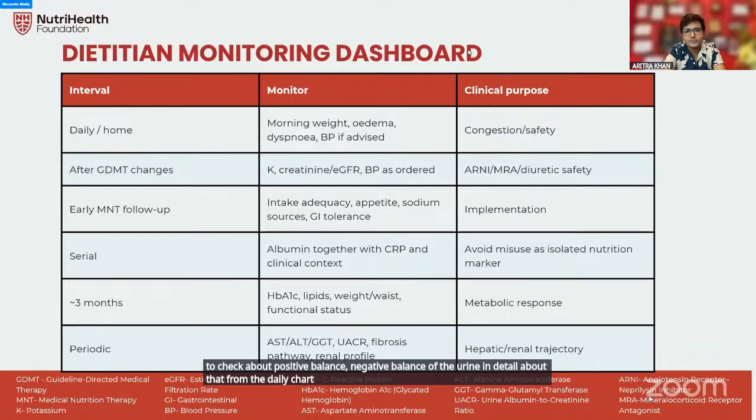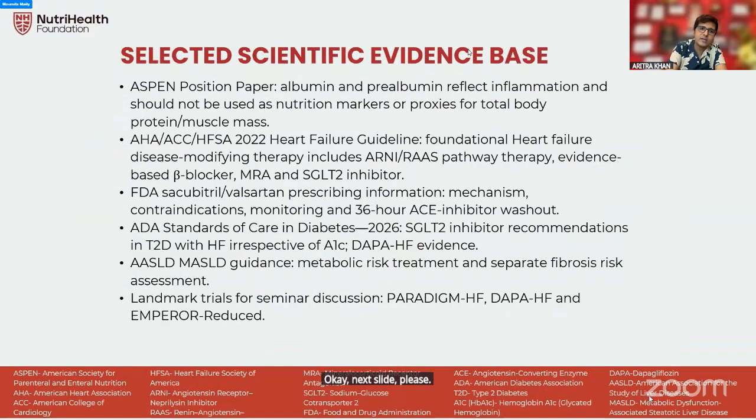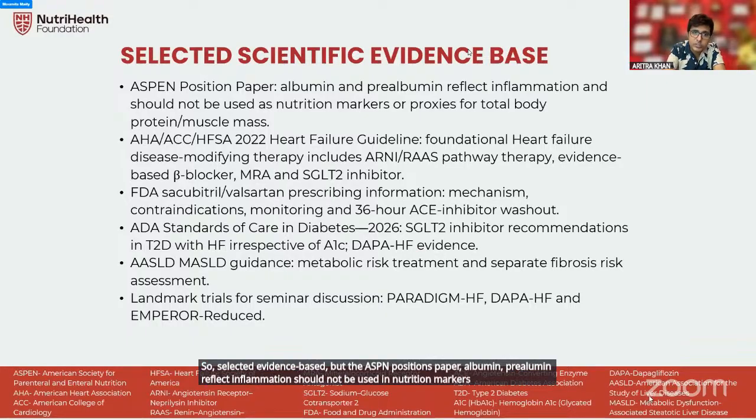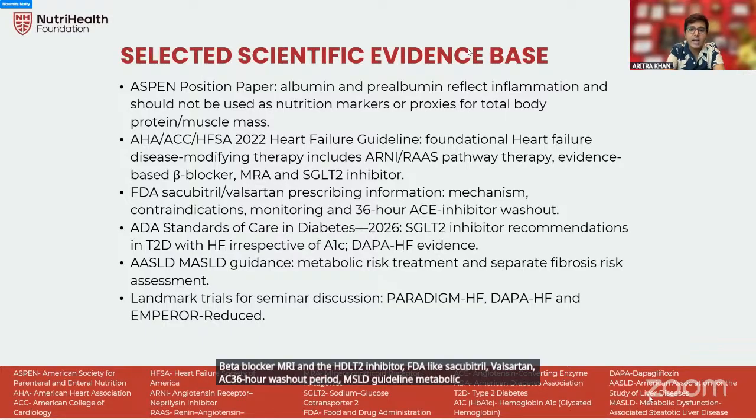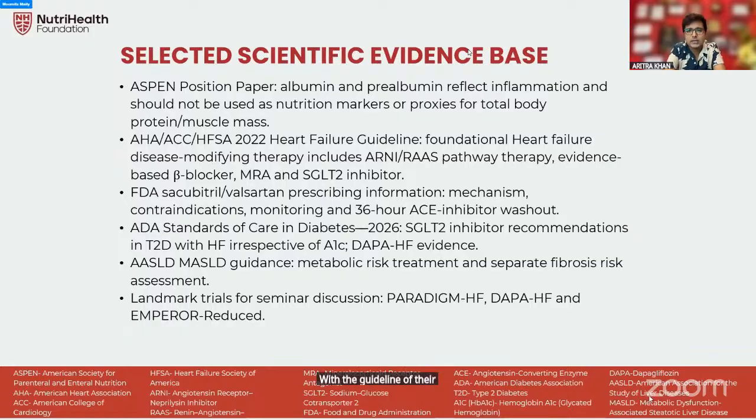Okay, next slide, please. So the selected evidence base: the ASPEN position paper, albumin and prealbumin reflect inflammation and should not be used as nutrition markers of total body protein. AHA, ACC, HFSA 2022 heart failure guideline: foundation heart failure therapy includes ARNI, RAS pathway therapy, beta blocker, MRA, and the SGLT2 inhibitor. FDA label for sacubitril valsartan: 36-hour washout period with ACE inhibitors. MASLD guideline metabolic risk treatment, PARADIGM-HF, DAPA-HF, and EMPEROR-Reduced. This is all about our drug detail with the guideline sources. Next slide, please.